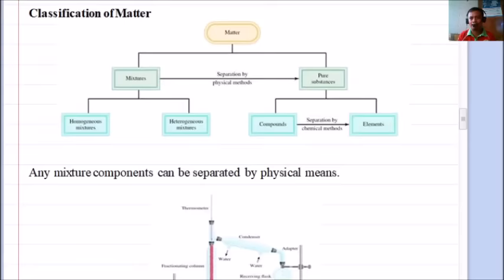Ayan, solid to gas. No? For example, yung mga naphthalene balls, mothballs, ayan, dry ice. Ayan, solid to gas po yun. Pag gas to solid, we have the deposition.